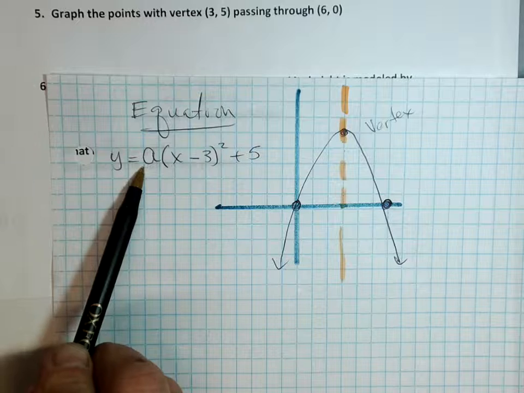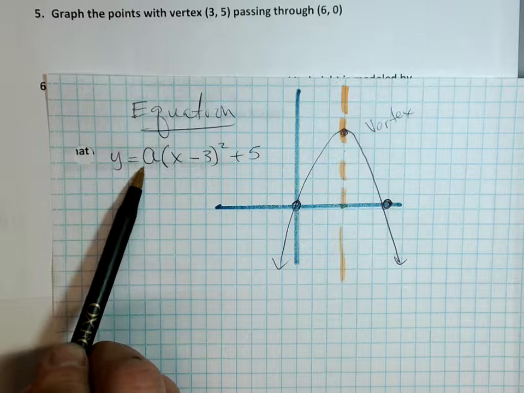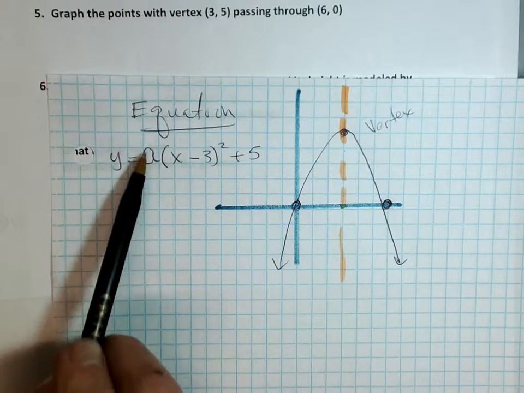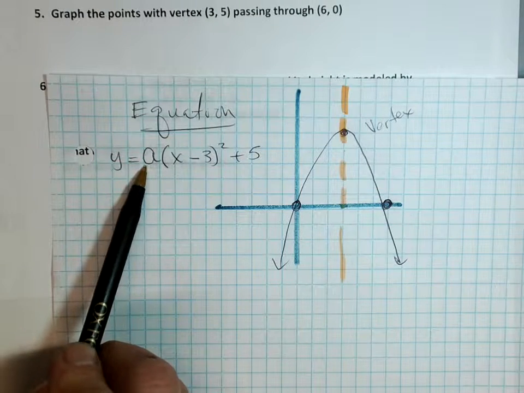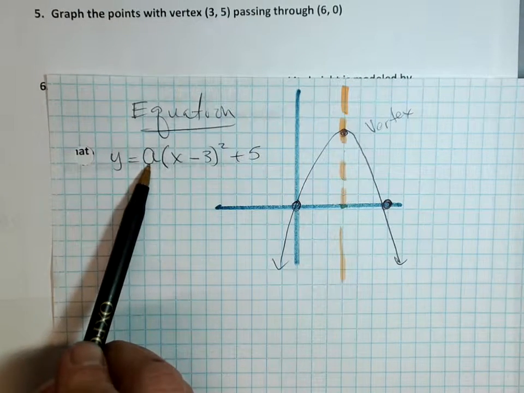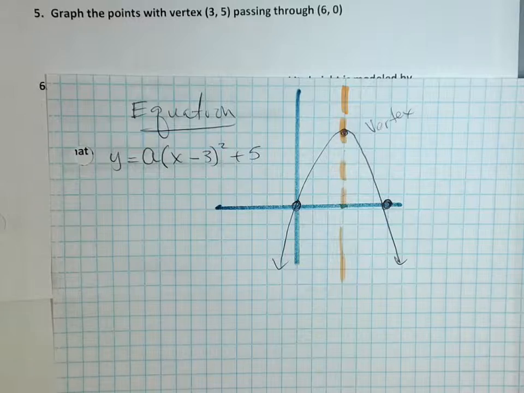That either stretches it or makes it upside down. So I do know that the value of this number is negative. How do I know the value of this is negative? It's upside down, right? So we want to find the value of A.